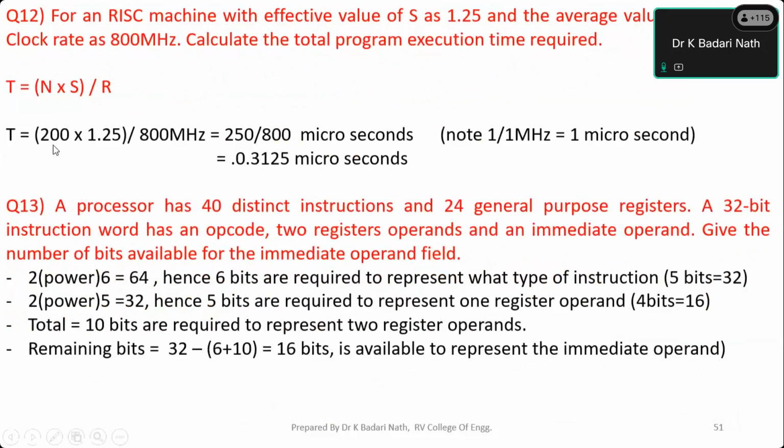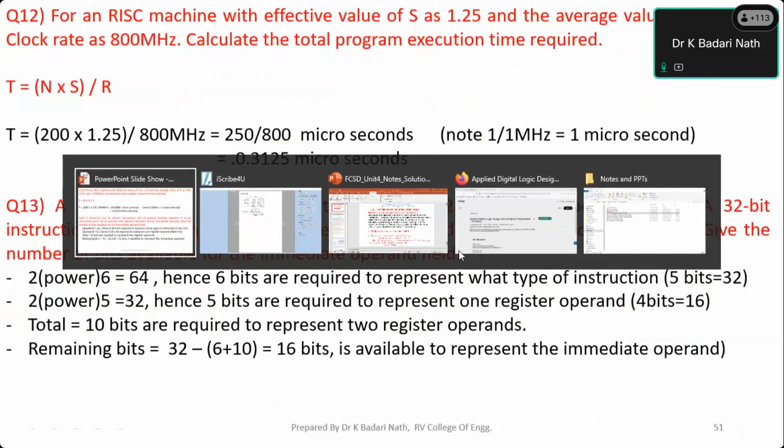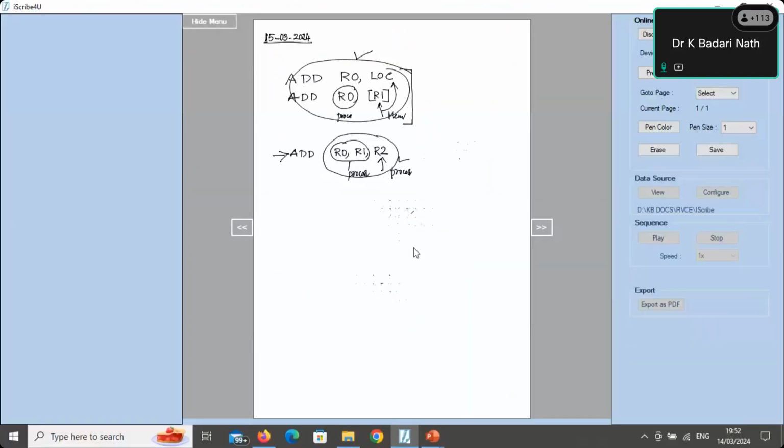Now we'll go to question number 13. A processor has 40 distinct instructions and 24 general purpose registers. A 32-bit instruction word has an opcode, 2 register operands, and an immediate operand. Give the number of bits available for the immediate operand field. So let's understand the concept for a moment, and then we'll go to the answer.